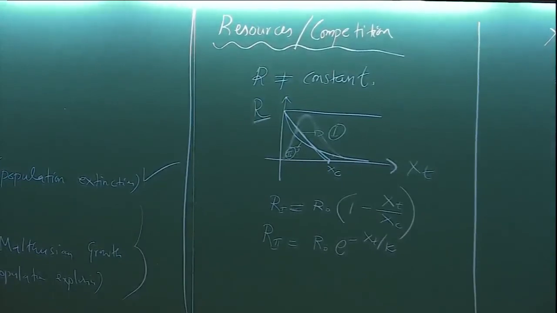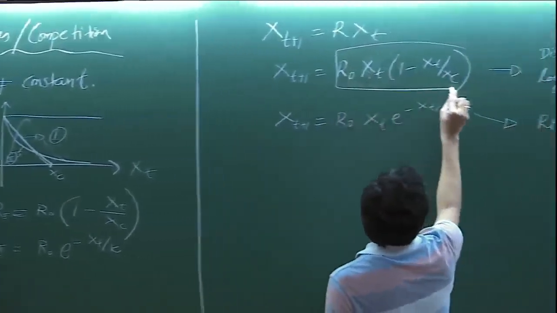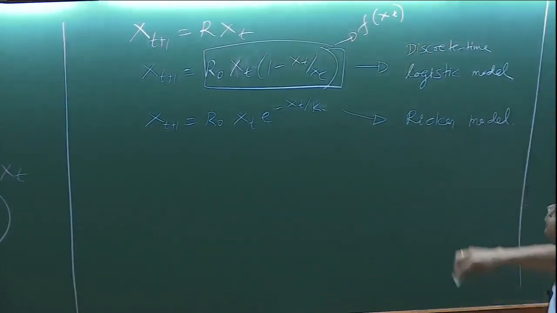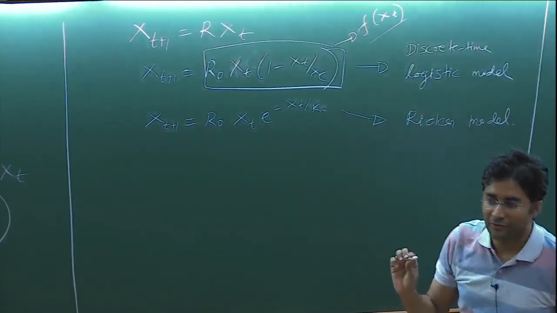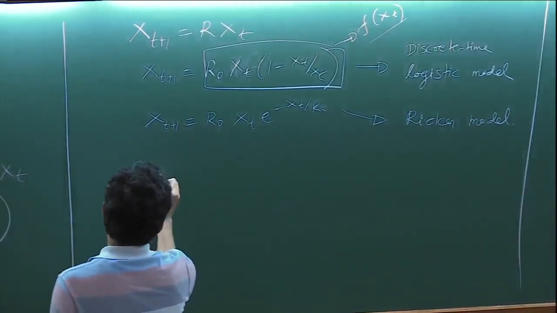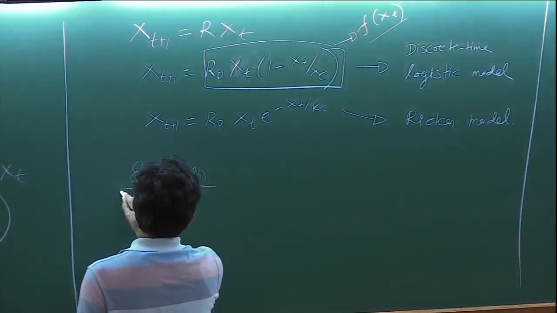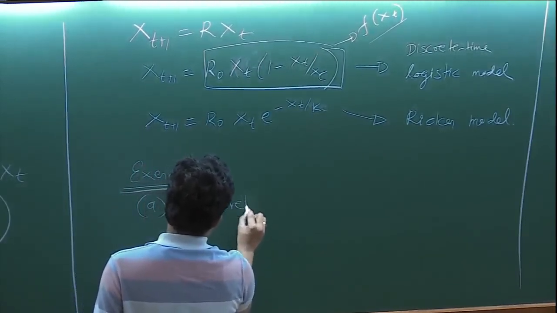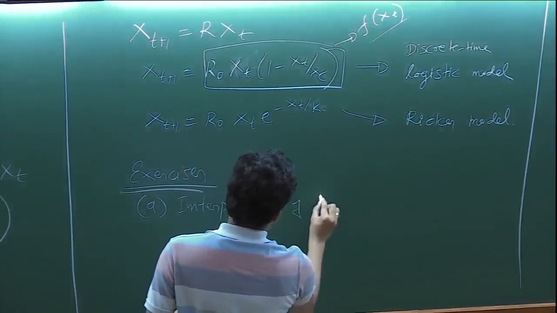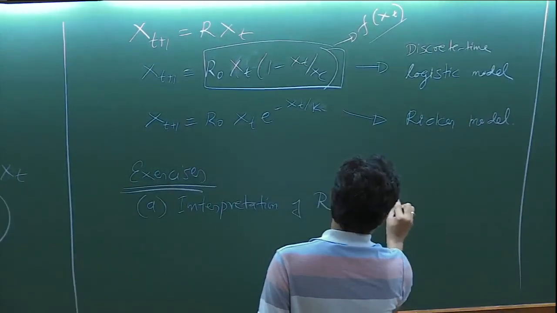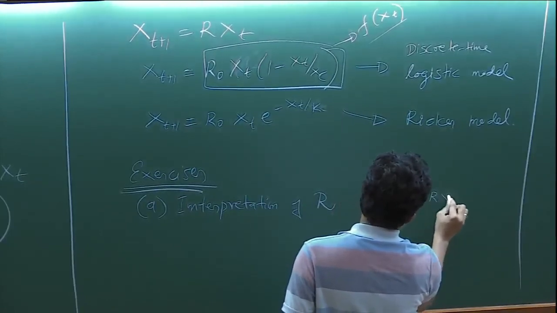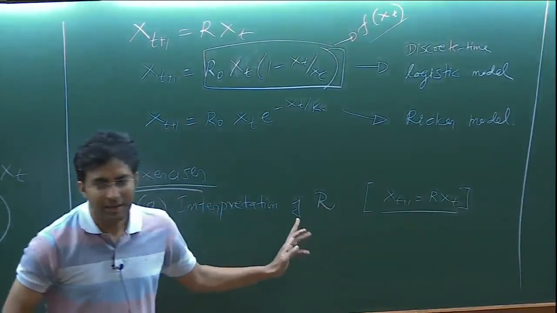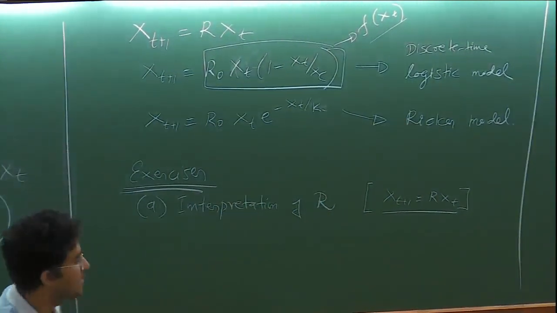So let us denote the entire right hand side by f of xt. Okay. So plot f of xt for different values of R. I'll just write the exercises. For this very generic formulation of the model, what is the interpretation of R? I'm hoping that will resolve some of the points that you raised.